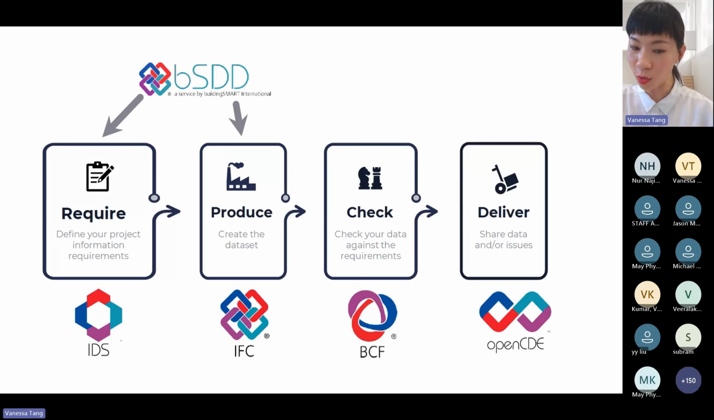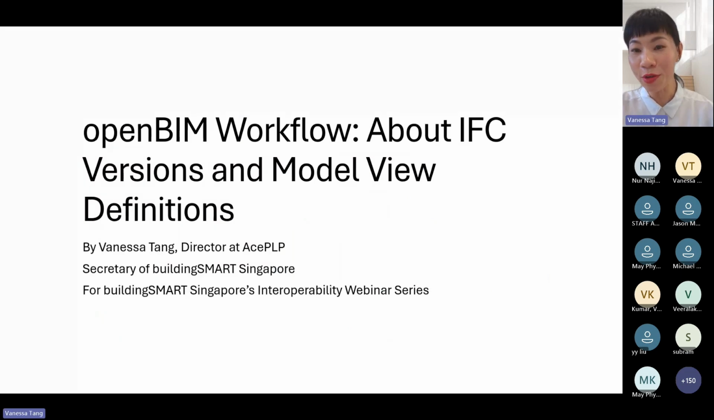By using these tools, you can better control the quality of the information delivered, making sure that it is accurate, consistent, and aligned with your project requirements. This supports the overall goal of the IDS to deliver the right information at the right time. And together, all of these tools ensure that the information delivery process is efficient and consistent, and it achieves the broader openBIM objectives. All right, I hope that helped you to understand what the complete openBIM workflow is.